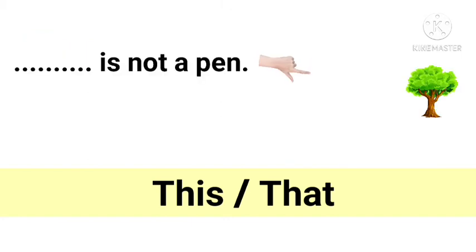Sentence number 2. Blank is not a pen. Which one should we use? Is this tree near or far away? 1, 2, 3. That is not a pen because tree is far away.